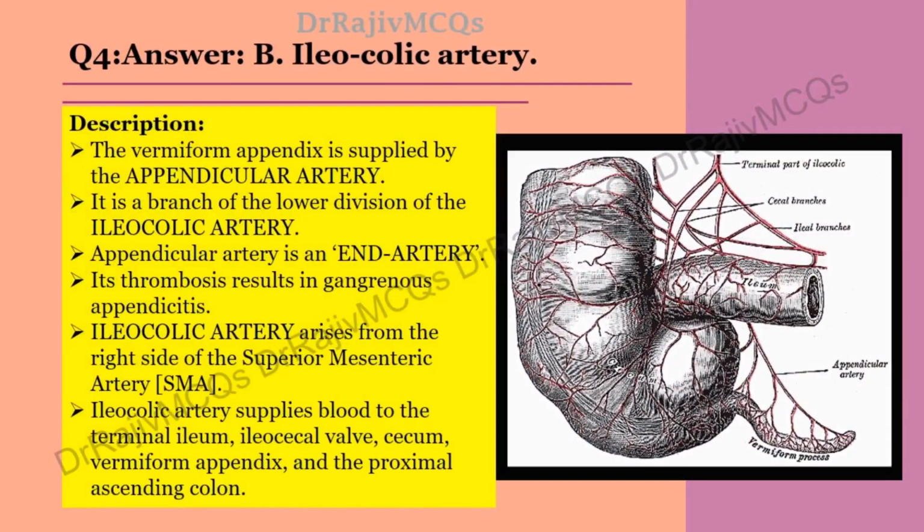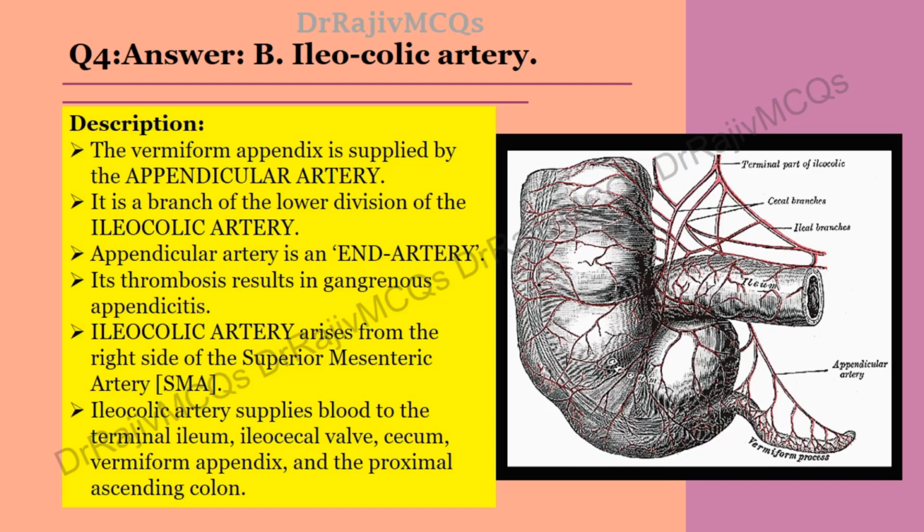The correct answer in question number 4 is option B. The vermiform appendix is supplied by the appendicular artery. It is a branch of the lower division of the ileocolic artery. It passes behind the terminal ileum and enters the mesoappendix. Sometimes an accessory appendicular artery may be present. The accessory appendicular artery is a branch of posterior cecal artery which arises from ileocolic artery.